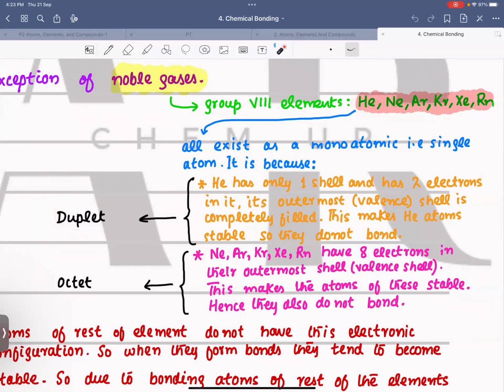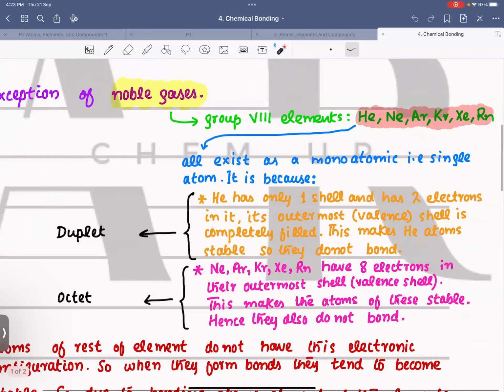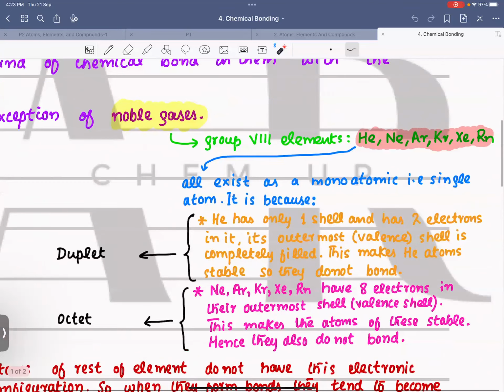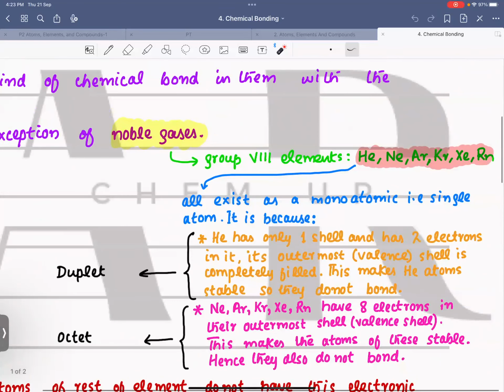When we talk about the rest of the noble gases, all of them have 8 electrons in their outermost shell, which means they have an octet in their outermost shell, and their outermost shell is also completely filled, so they also do not bond. Is this clear? Okay. Yes. So just note this down: why these noble gases do not form bonds.